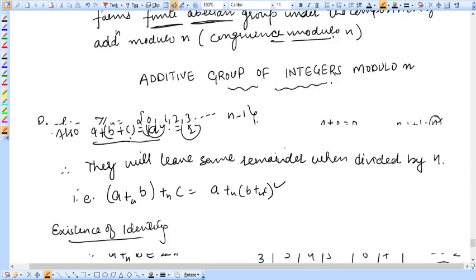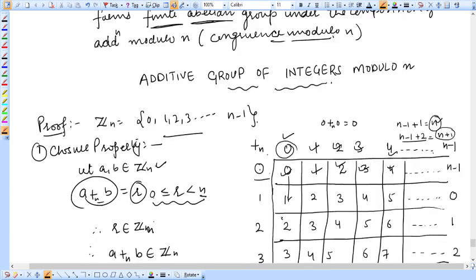Also you can look at the closure property here. When you are adding any two numbers, you are getting a number which belongs to Zn, right? So there is no number in this table which is outside of Zn, therefore this set is closed. This we are checking by looking at the table.